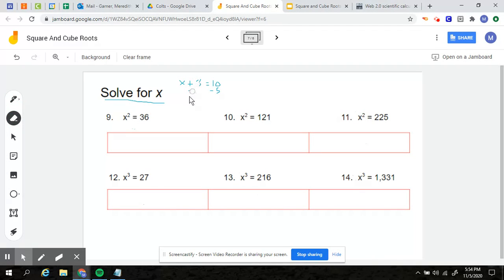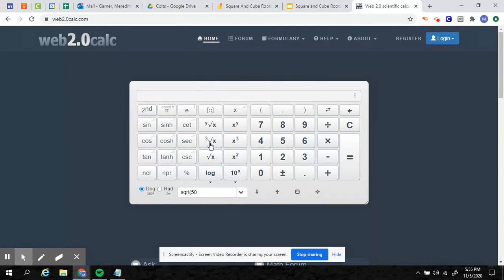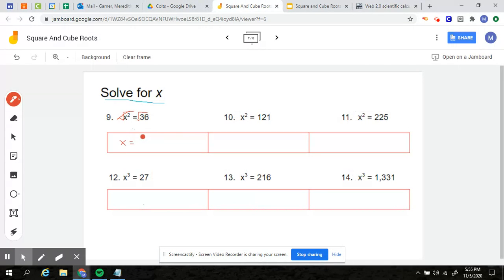We're going to do the same thing for these problems. Our inverse operation just means to do the opposite. For example, number 9 says x squared equals 36. Well, the opposite of a square is a square root. So when I do that square root, those go away, leaving me with just x equals. And whatever I do to one side of the equal sign, I have to do to the other. So I'm going to do the square root of 36. I can do that in my calculator if I don't know it in my head. The square root of 36 equals 6, so x is going to equal 6.